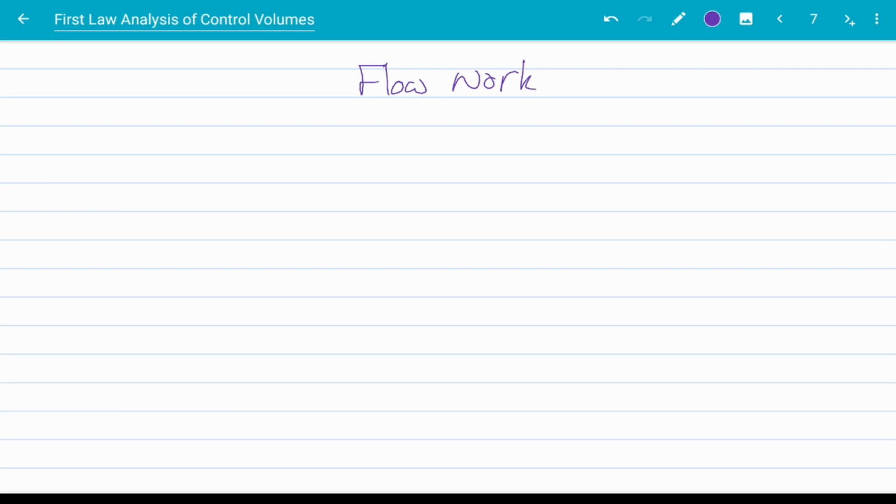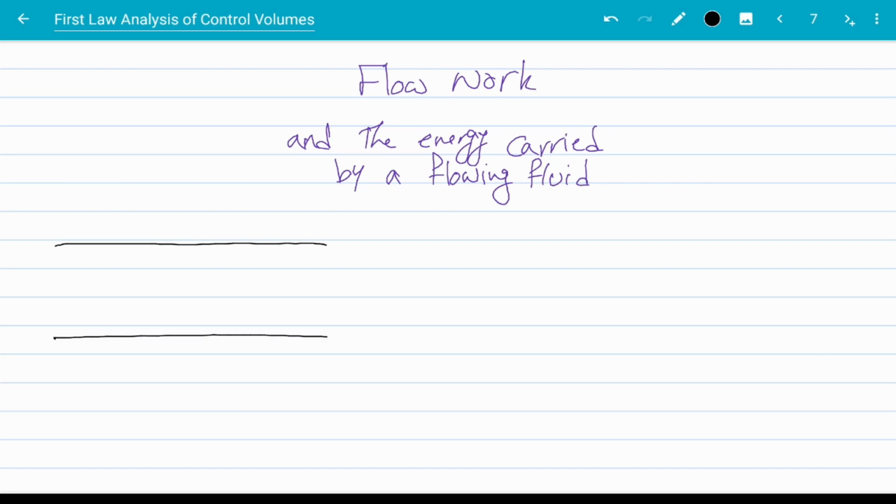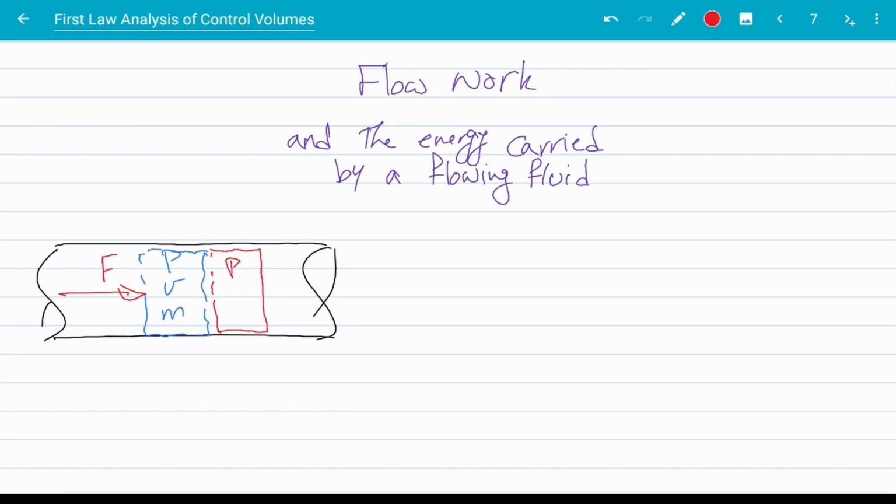Let's go to the next topic, flow work and the energy carried by a flowing fluid. Okay, so let's assume this pipe like this, and then we have our fluid element here with the pressure of P and a specific volume V and a mass M. The fluid just upstream of this blue element is pushing our blue element downstream of the pipe. The mass of the fluid upstream is applying a force F on our fluid element and is pushing it down. So let's say because of this push, because of this red force, the blue element has moved here. Right? It has moved down for a distance of d.